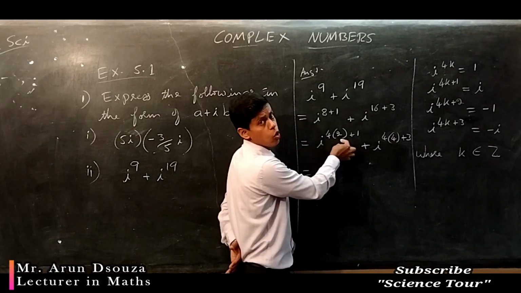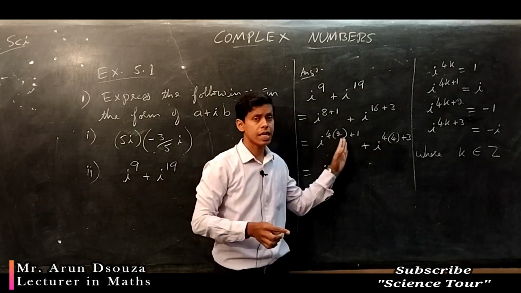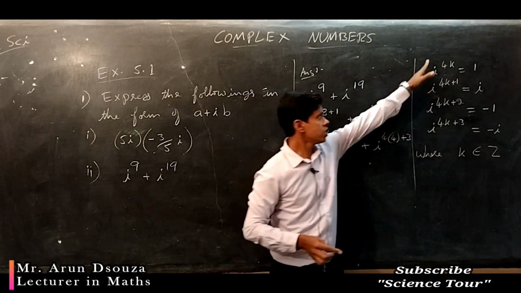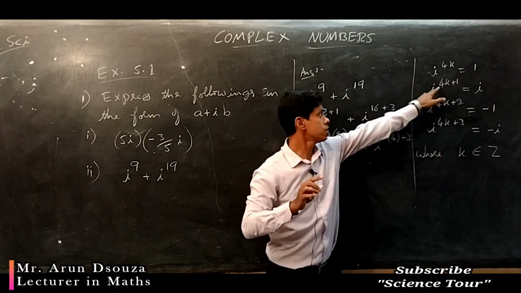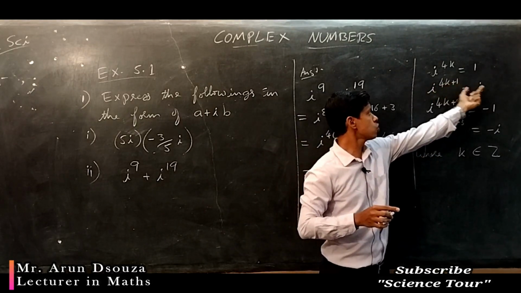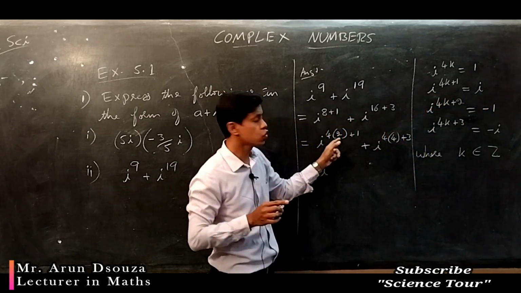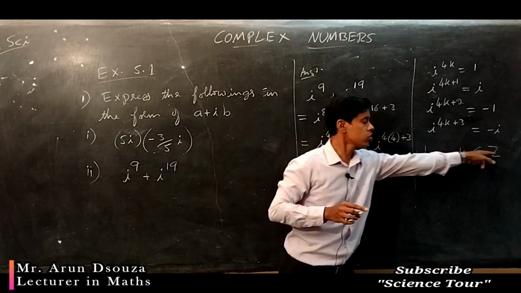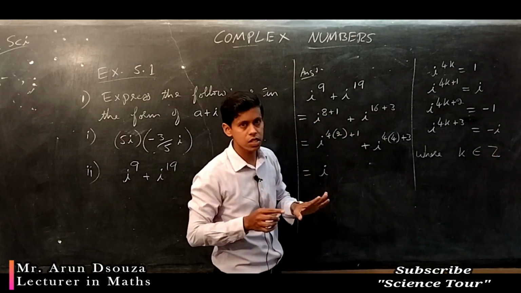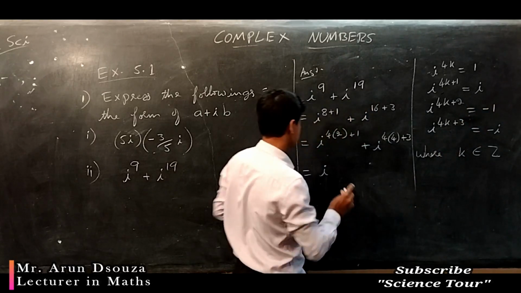Next, i raised to 4k plus 1. So if you have i raised to 4k plus 1, which formula are you going to use? The second one, right? So i raised to 4k plus 1, the answer is i. Now k is 2. K belongs to integers, so 2 is an integer, correct? So we can use the formula and we can write the answer as i.